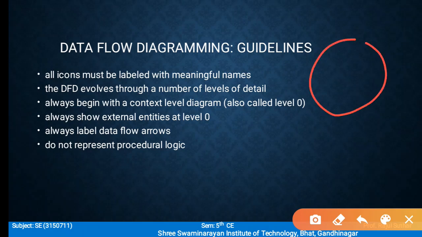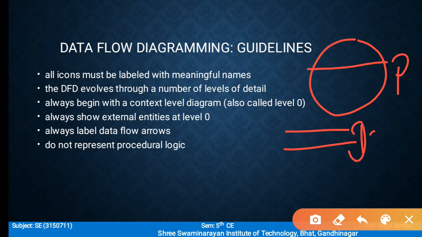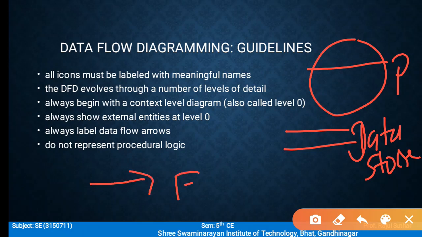The symbols used in a data flow diagram are like this: the process uses the circle symbol. So this is called the process. A double line is used for the data store. Then the arrow symbol is used for the flow of the data, and the rectangle symbol is the external entity.